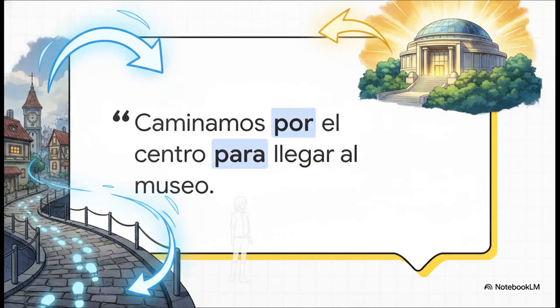And this brings us to a fantastic contextual climax. Check out this sentence. Caminamos por el centro para llegar al museo. We walked through downtown in order to get to the museum. Both prepositions are in the exact same sentence, and each is doing a totally different, highly specific job. Por is the route we traveled through, the backward physical path. Para is the final destination and purpose, the forward-facing goal of getting to the museum. It perfectly encapsulates everything we've covered today.